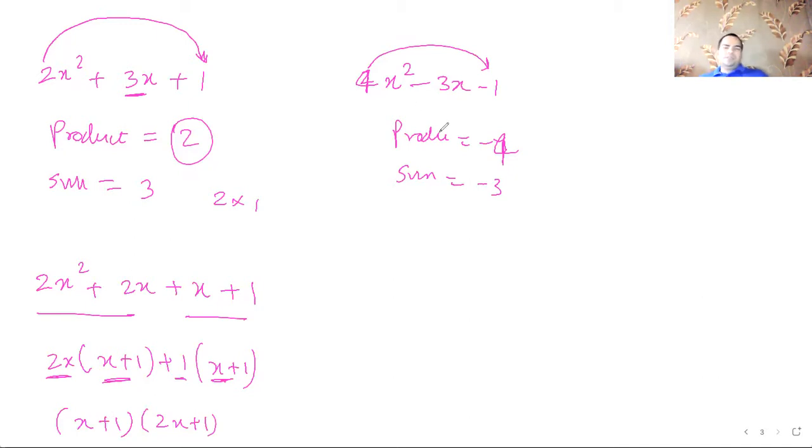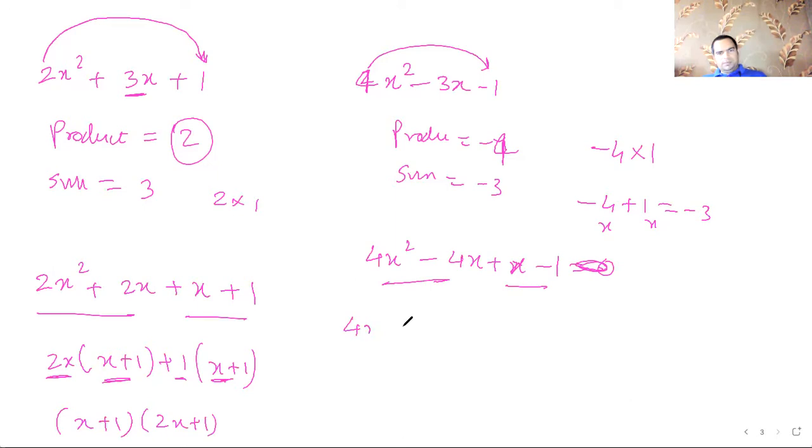Now the next one is when your product is negative 4 and the sum is negative 3. Of course, negative 4 times 1, and negative 4 plus 1 is also negative 3. So split the middle term: 4x squared minus 4x plus x. You just attach x with these to get the middle term. After splitting, you take 4x common, so it will be x minus 1, plus 1 common, x minus 1. And of course you can take x minus 1 common. So it will be x minus 1 and 4x plus 1. So this is how you do the splitting of the middle term and factor out a quadratic.